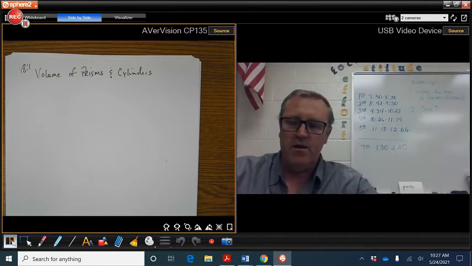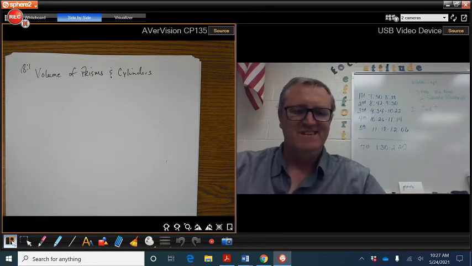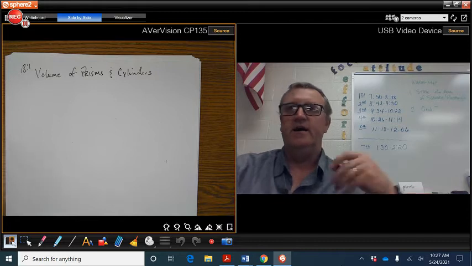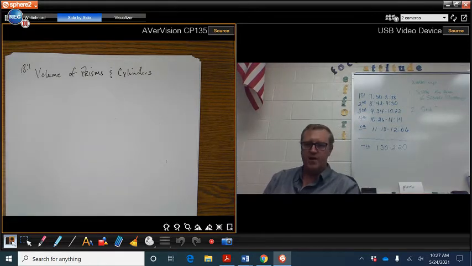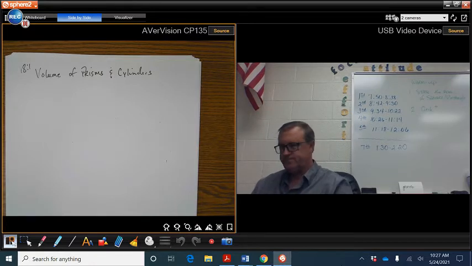Let's state the area. State the area of a rectangle. Somebody, anybody. Length times width. What's the area of a square? Length times width.